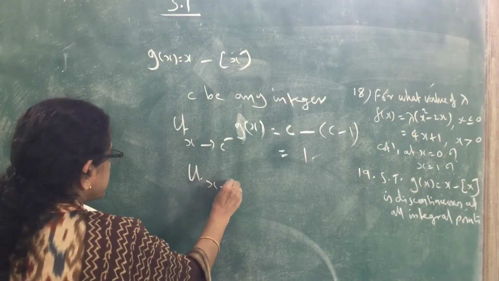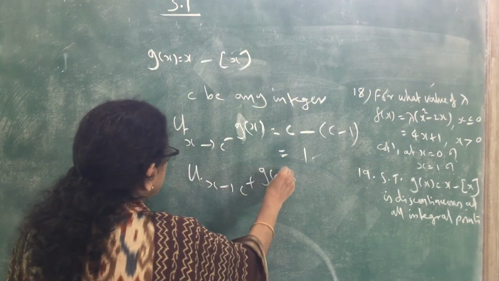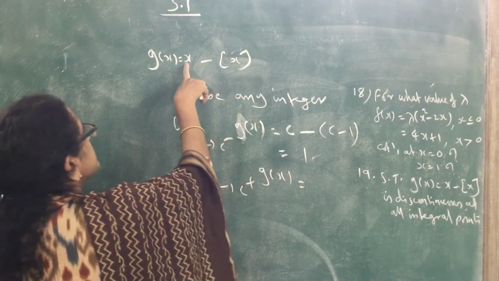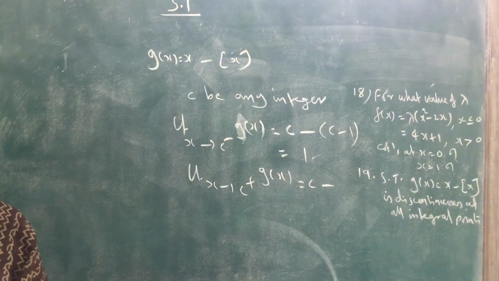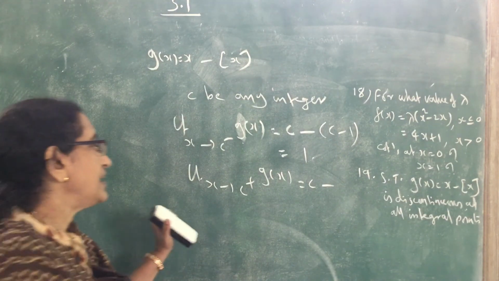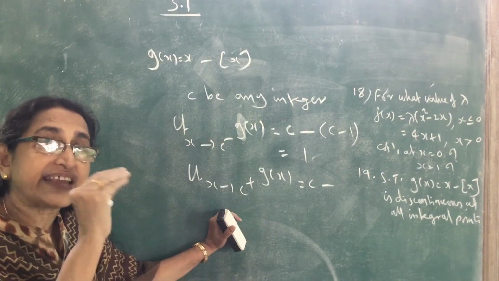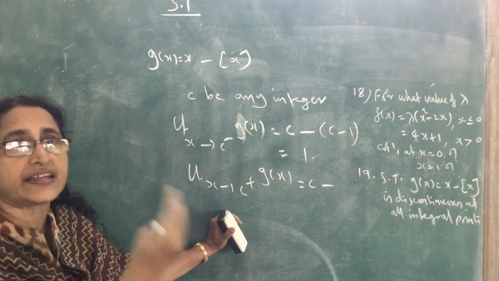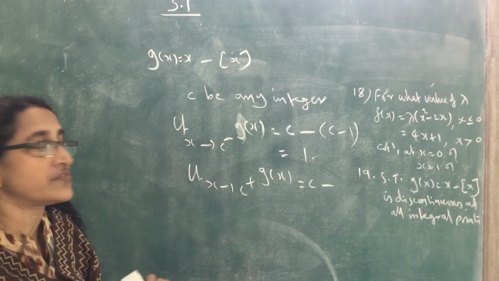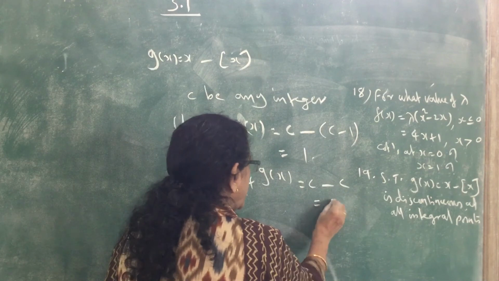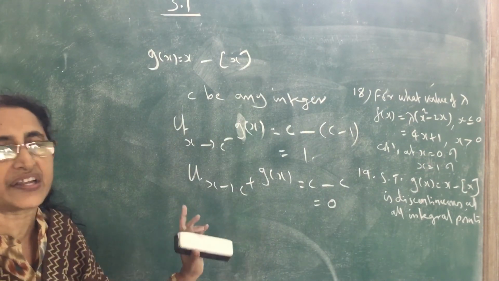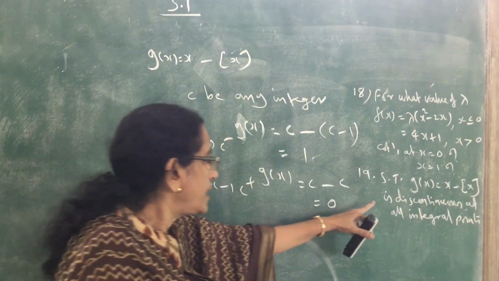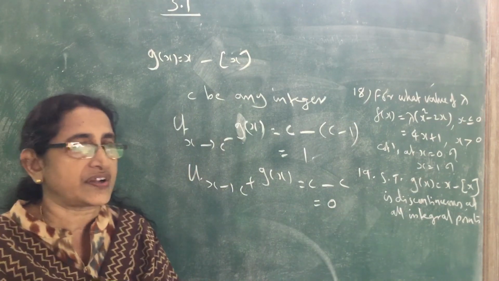And what is limit x tends to c plus of g of x? When it is c plus, x becomes c itself, minus the greatest integer function value. When it is just greater than the integer, the greatest integer function value is c itself. So we get 0. So left limit not equal to right limit, therefore it is not continuous at the integral values. Okay.